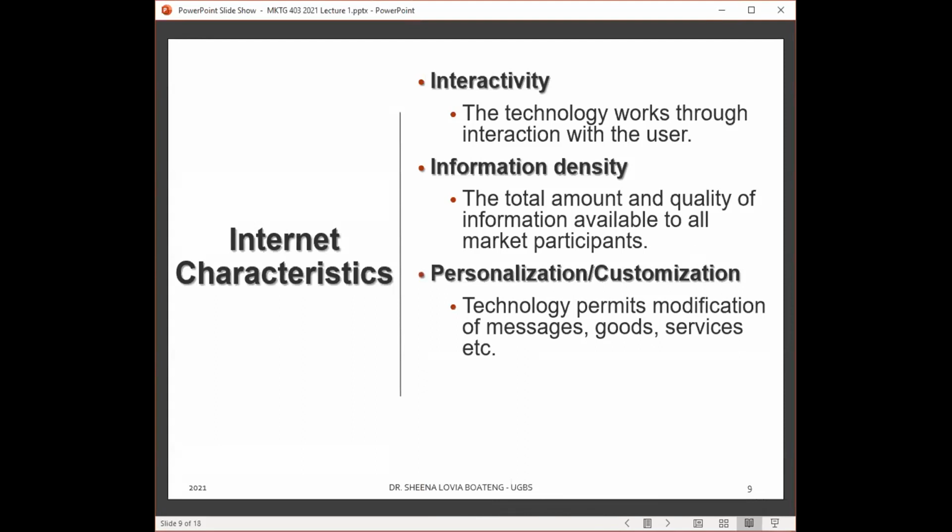Next, we can talk about personalization and customization. This is another favorite of mine, because the internet enables marketers to personalize and customize a lot of things using the technology and the opportunities that it affords us. So almost everything can be personalized on the internet, from messages to products and services, depending on the customer that you are dealing with and what their preferences are.